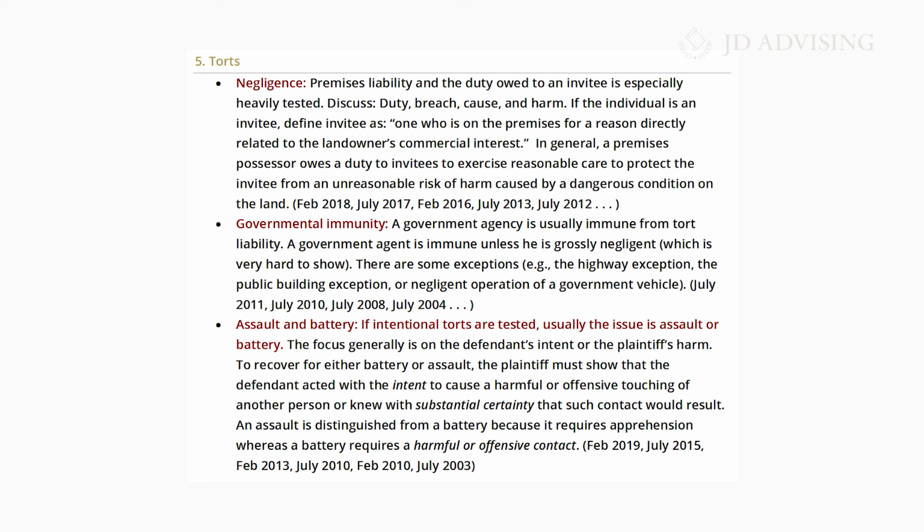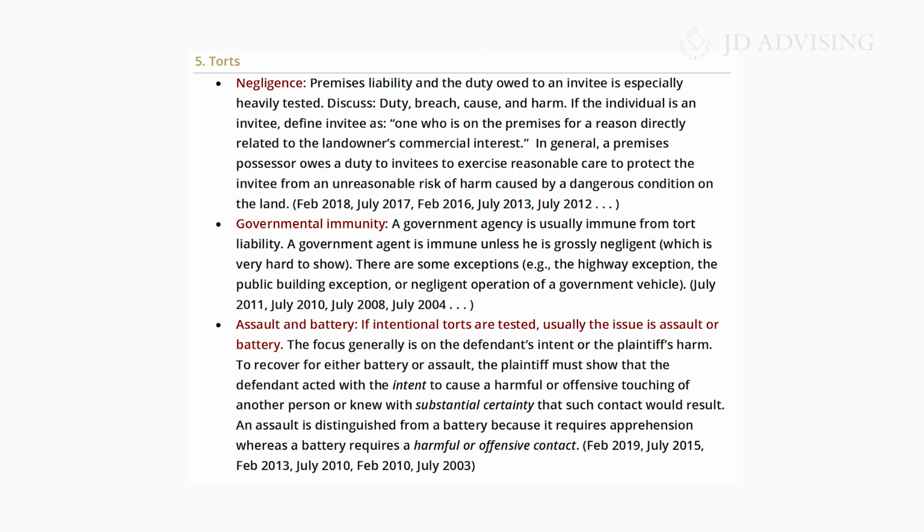Also, I would review governmental immunity, particularly if you're taking a commercial course that does not emphasize governmental immunity, because while this has not been tested by itself recently, it has been tested on and off on the Michigan bar exam. And even though it hasn't been tested itself in a torts essay recently, it's been referred to in many different essays on the Michigan bar exam. So remember, a government agency is generally immune from tort liability, and an agent is immune unless they're grossly negligent. Those are kind of like key takeaways, although that's just a very rough general idea of the law.